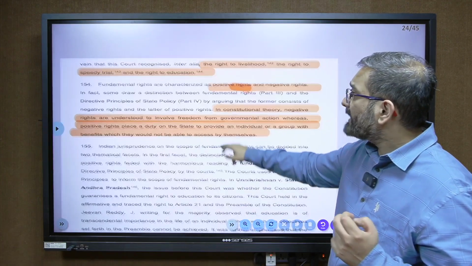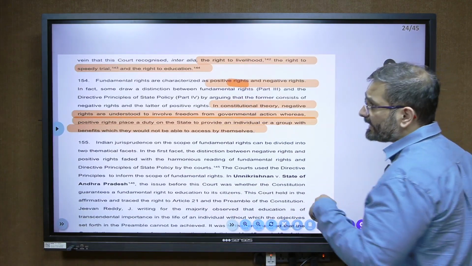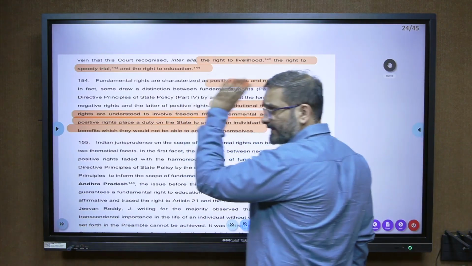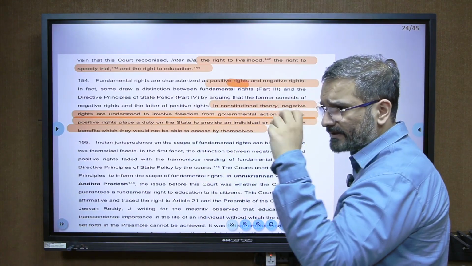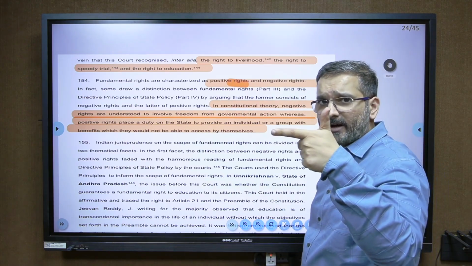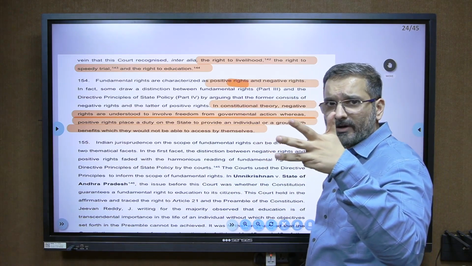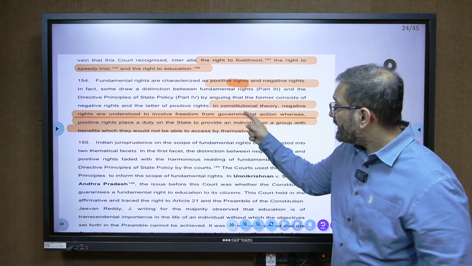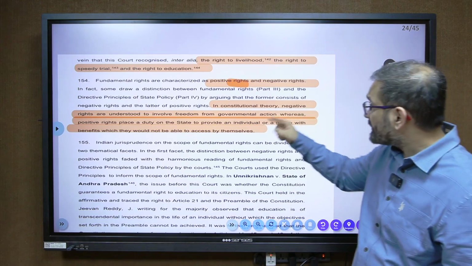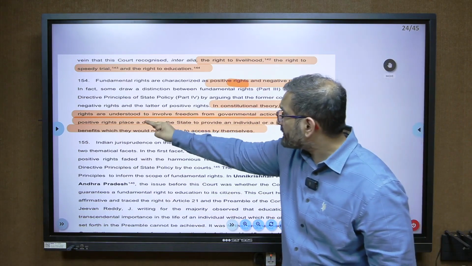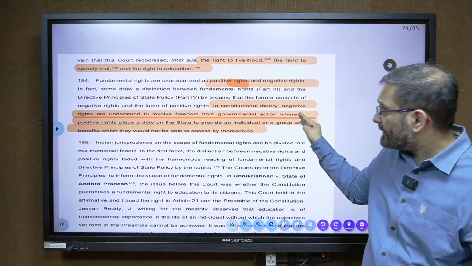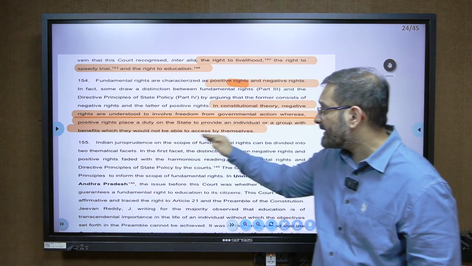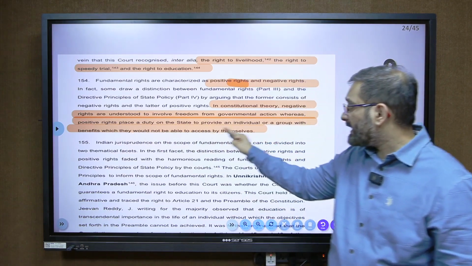Okay. Fundamental rights are characterized as positive rights and negative rights both. In fact, some draw a distinction between fundamental rights and the DPSPs. DPSPs are given in Part 4, fundamental rights given in Part 3. Part 1, the Union and its territory. Part 2, citizenship. Part 3, fundamental rights. Part 4, DPSP. Part 4A, fundamental duties. Alright. Now in constitutional theory, negative rights are understood to involve freedom from governmental action, whereas positive rights place a duty on the state to provide an individual or a group with benefits which they would not be able to access by themselves.